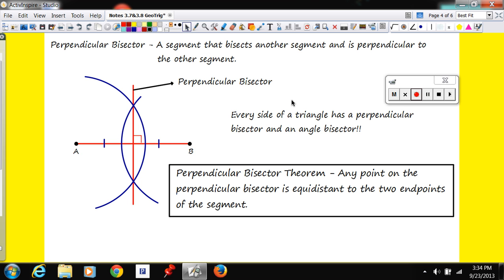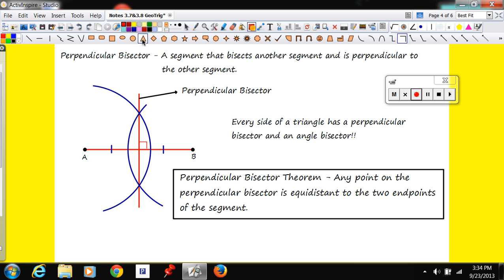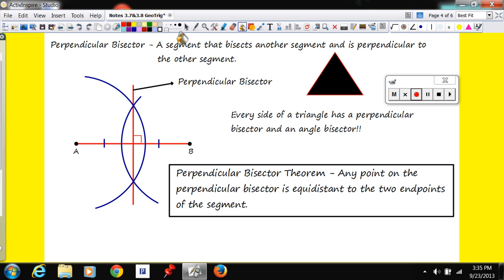Every side of a triangle has a perpendicular bisector. You could take a triangle, and it doesn't matter what size, what shape the triangle is, you could take a triangle and you could find the perpendicular bisector in each side.